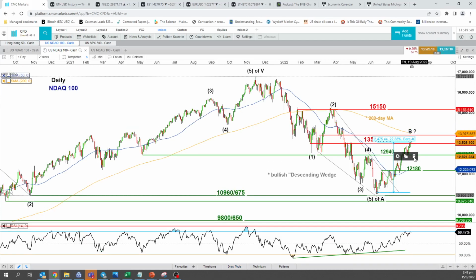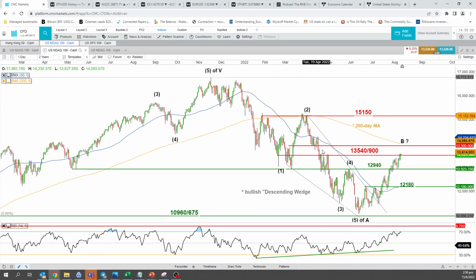So with that in mind, we are now coming very close to a major resistance on the Nasdaq 100, which is at 13,540/900. Yes, a bit of room more to push up towards this level over here. So also close to the 200-day moving average. Graphically, it's a graphical resistance zone, as you can see over here as well.